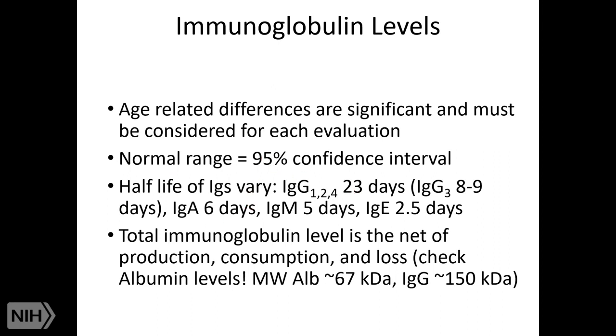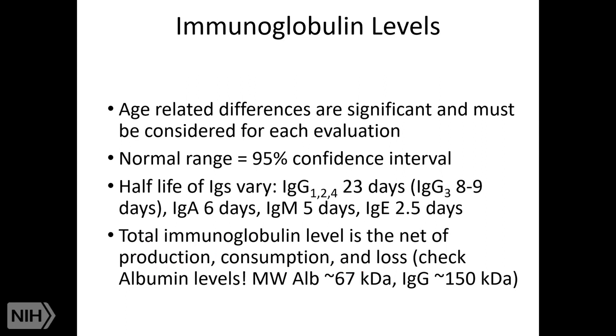So we do not use standard deviations, but still we use the interval between minus 2.5 and plus 97.5, because those are the ones that give you the 95% confidence interval. Different immunoglobulins have different half-lives, and the total immunoglobulin level is a net of production, consumption, and loss.